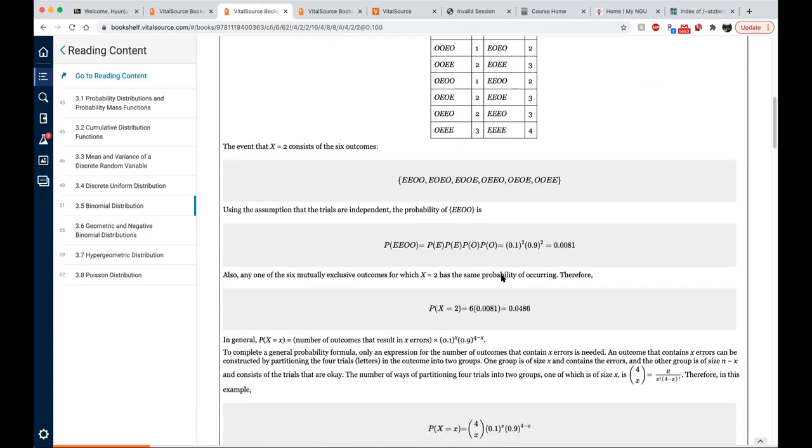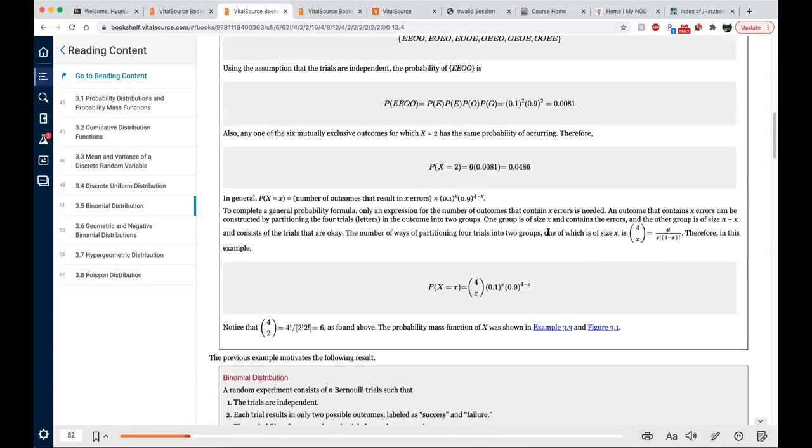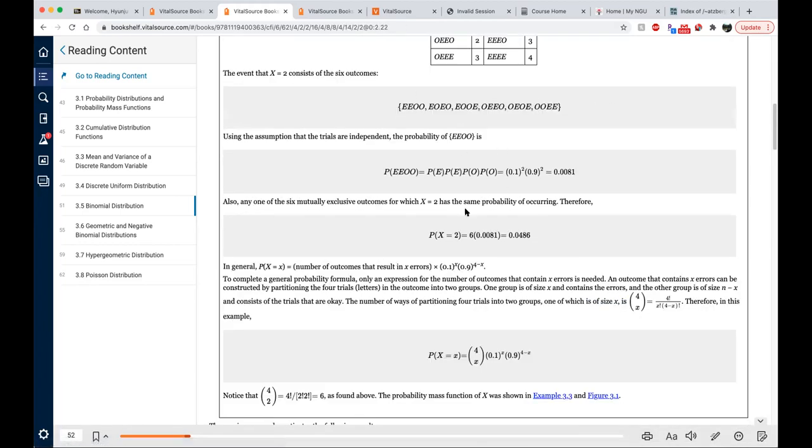Using the assumption that the trials are independent, the probability of EEOO is P of E times P of E times P of O times P of O, which is 0.1 squared times 0.9 squared. But not only that outcome, every single outcome in that event has the same probability, 0.0081. So how many outcomes are in the event? 6, right? So the probability that x equals 2 is going to be 6 times 0.0081.